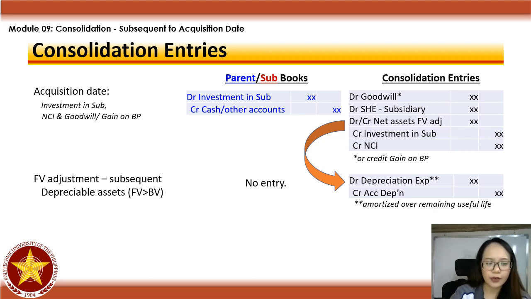Okay. So, of course, the entry for additional depreciation will be debit depreciation expense and credit accumulated depreciation. Pag baliktad naman, book value is higher than fair value. So, mas maliit si fair value. So, yung na-expense naman na depreciation sa libro ni subsidiary, mas malaki. Bawasan mo naman siya pagdating mo ng conso. So, debit accumulated depreciation, credit depreciation expense. Yun naman yung conso entry mo.